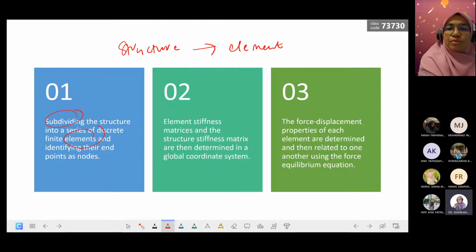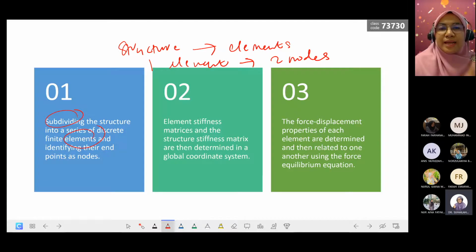Backward. Okay, this is backward. Divide into elements. And one element comes from two nodes. One element comes from two nodes. What is a node? Node is joint. What is an element? Element is member. So the basic thing that you need to understand, you will be given the structure. You need to divide the structure into elements and then determine or establish element stiffness matrices using formula.